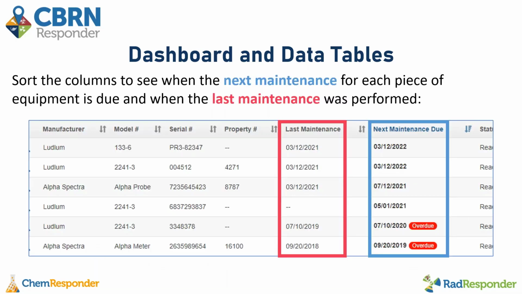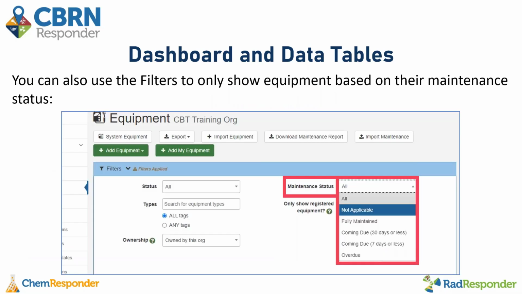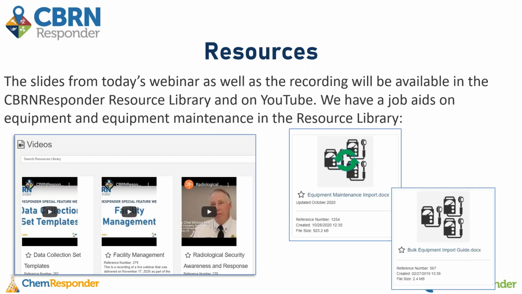I can sort the columns to see when the next maintenance for each piece of equipment is due or when the last maintenance was performed. I can also expand the equipment filters and for maintenance status, choose if it is overdue, coming due in 7 days or less, or coming due in 30 days or less. And this will really help you determine how you want to maintain your pieces of equipment in CBRNResponder. It's important for you to define an equipment manager. So that's all I have on equipment maintenance.